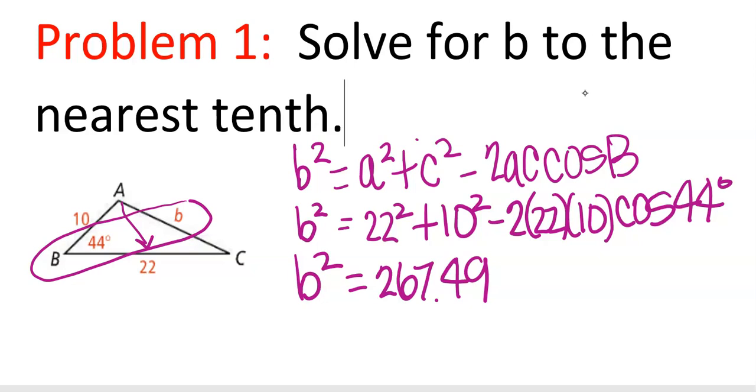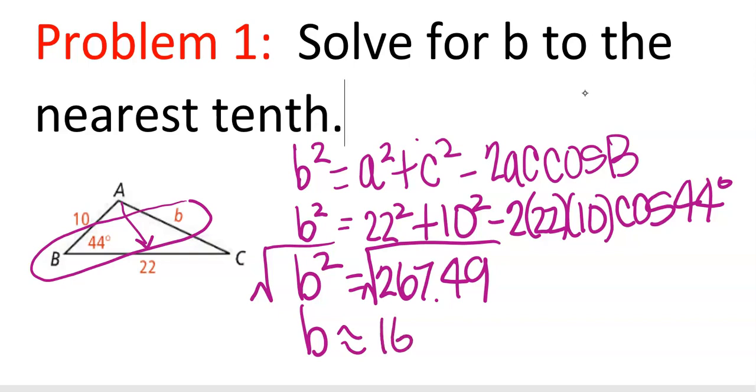Okay, so now what do we do to find just b? Square root, call up the answer. Don't type it in again. Even though I wrote it like this on my paper, you guys could go right from here to the answer because it's all on your calculator, okay? So if you wanted to skip this b squared equals that number, that's okay. If we square root both sides, I'm just going to show that so you don't forget what to do. So b is approximately 16.4.